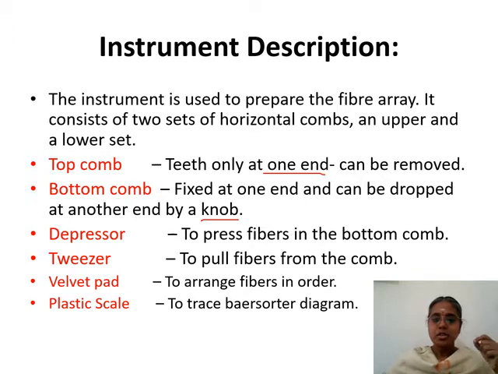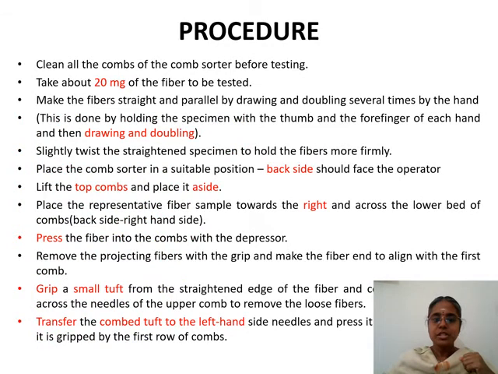So depressor to push the fiber, press the fibers, tweezer to pull the fibers, velvet pad for arranging the fibers in a descending order, plastic scale to trace the sorter diagram. The procedure: 20 milligram of fiber was taken and it was doubled and drawn and kept on the back side, right hand side. Then it was pulled and all the fibers were transferred to the left hand side. Then the top combs were placed.